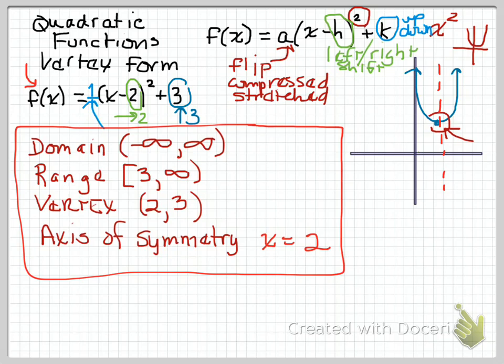Now notice one thing about the vertex. I'm sure you've noticed this. We said the coordinates of the vertex were 2, 3. And notice the values of h and k. So we can actually pick the vertex straight out of that function. And that's it.